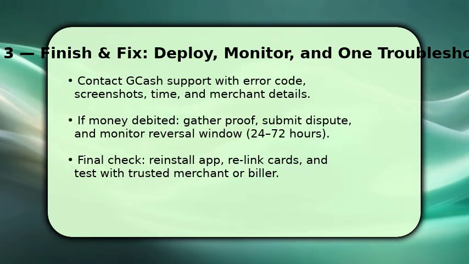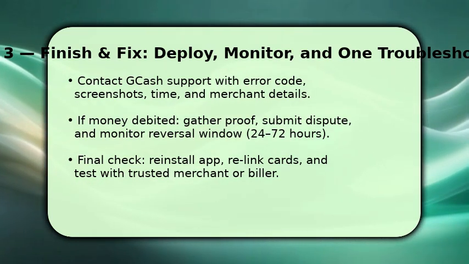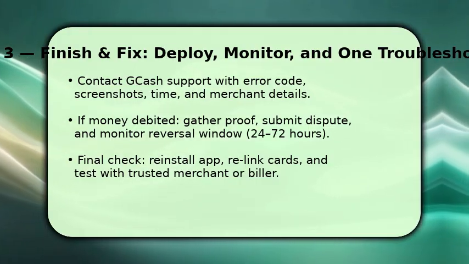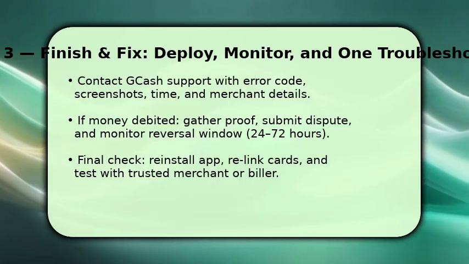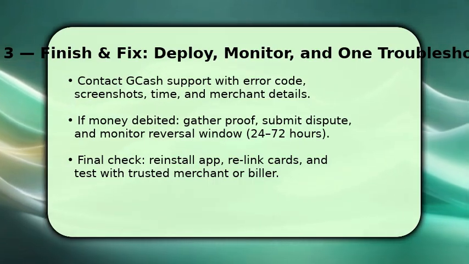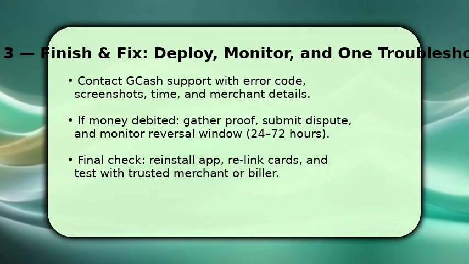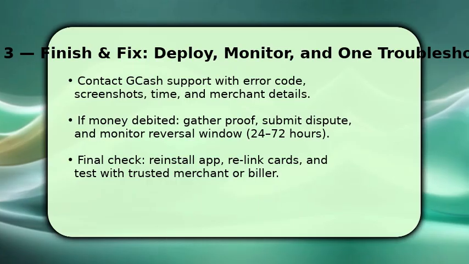If the payment still fails or money was debited, contact Gcash support immediately and include the error code, screenshots, timestamp, and merchant details so they can trace the transaction. If funds were taken, submit a dispute and expect a reversal window of 24 to 72 hours. Keep copies of all receipts.